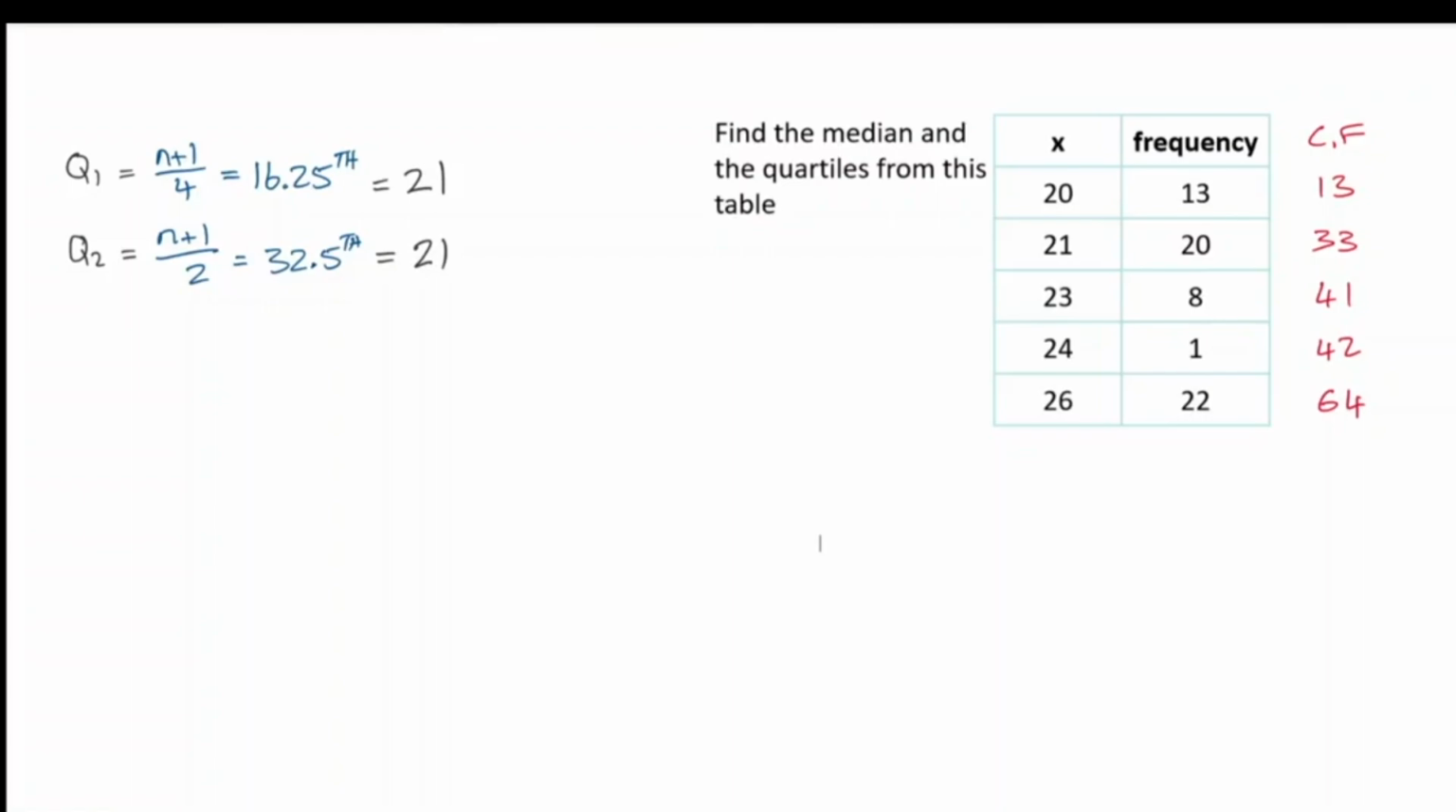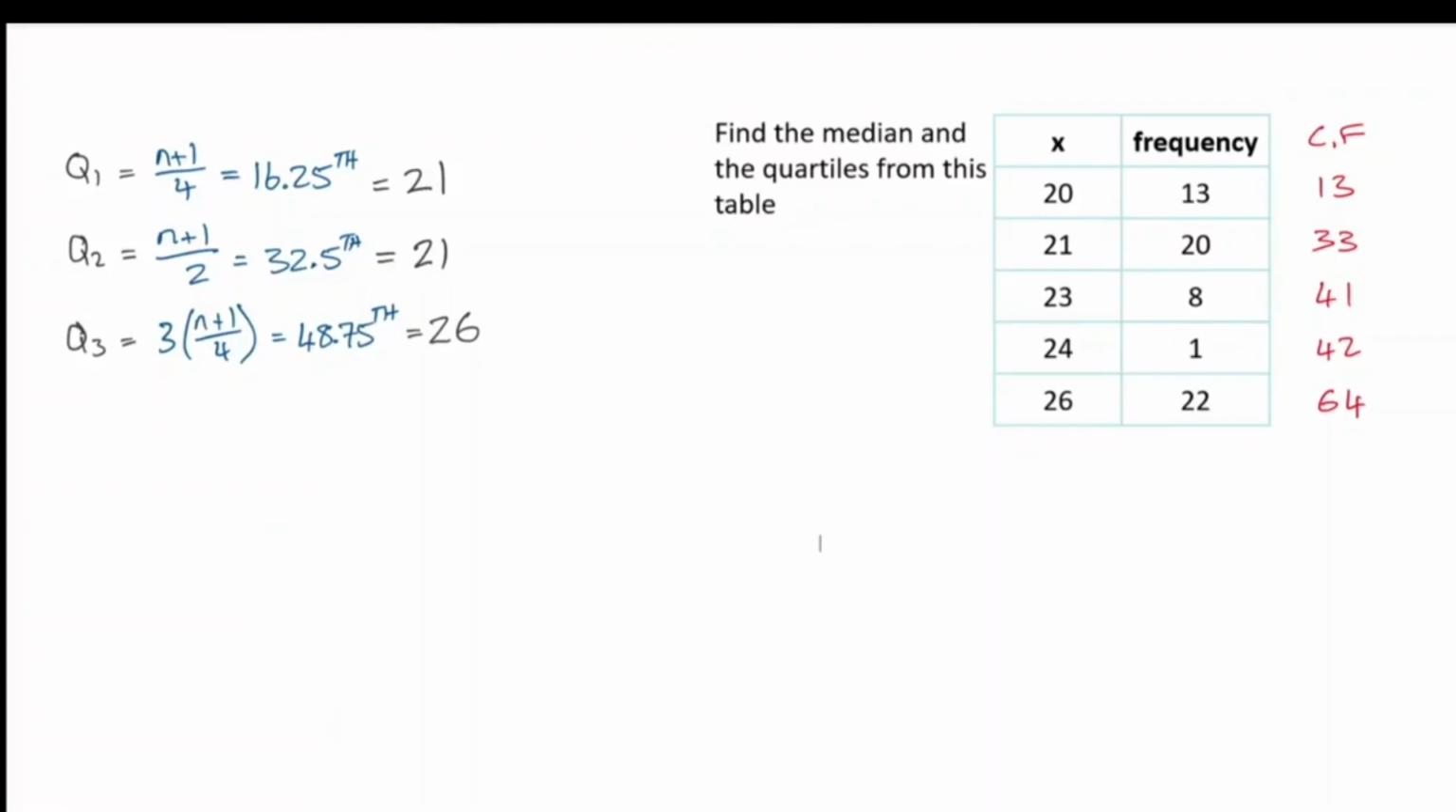That's our median. Our upper quartile is going to be 3 times n plus 1 divided by 4. Where do we look for that? It's the 48.75th value. The upper quartile is 26. That's the first row where the cumulative frequency went above 48.75. And there we have our quartiles and the median: 21, 21, 26. I'll leave you to have a think what the box plot for that might look like.